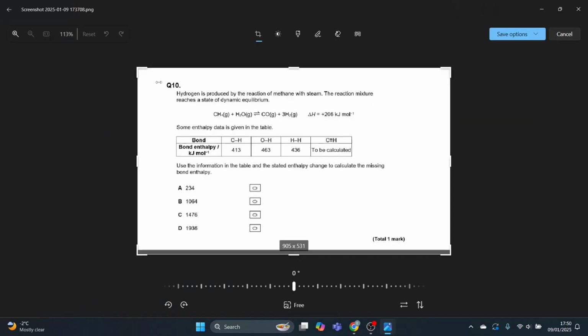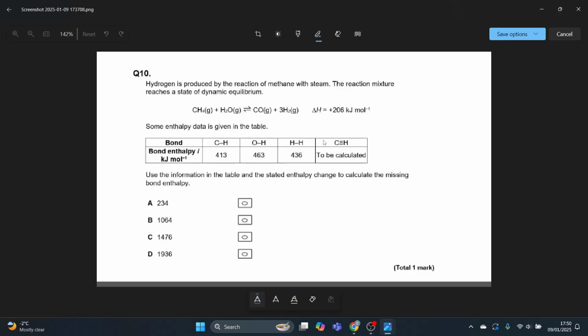And then question 10. Hydrogen is produced by the reaction of methane with steam. The reaction mixture reaches a state of dynamic equilibrium. Some enthalpy data is given in the table. Delta H is positive, 206 kilojoules mole to power minus 1. Use the information in the table and stated enthalpy change to calculate the missing bond enthalpy.